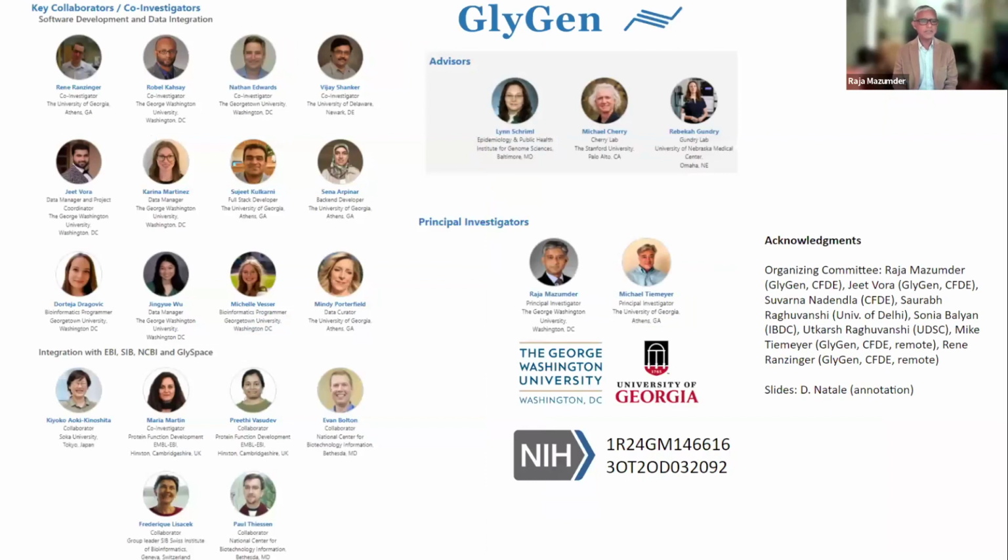The GlyGen team is a big team, but not everybody is working 100% on GlyGen. Most people are working on more than one project. Mike and I are the principal investigators, and we have advisors who advise us on GlyGen. The project is funded by 2 NIH awards, an R24 award and an OT award. I want to make sure that I acknowledge them, because it allows us to do what we do and also improve upon the things that we get feedback on. Like today, hopefully we'll get some feedback and we can use it to improve GlyGen and also the Common Fund Data Ecosystem.